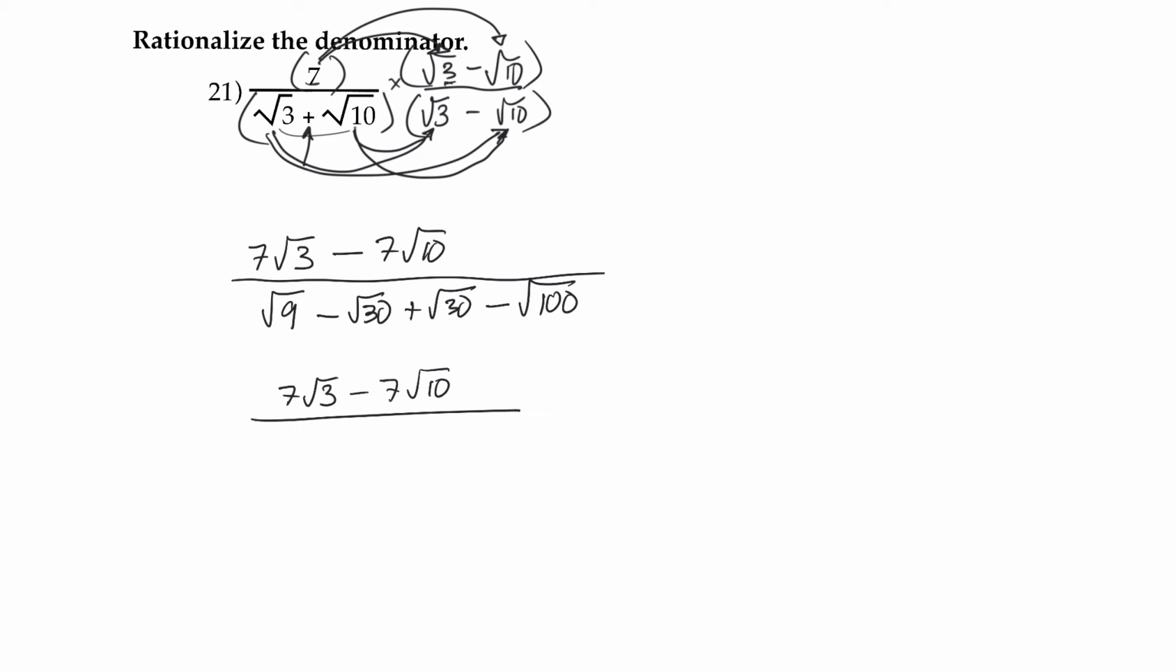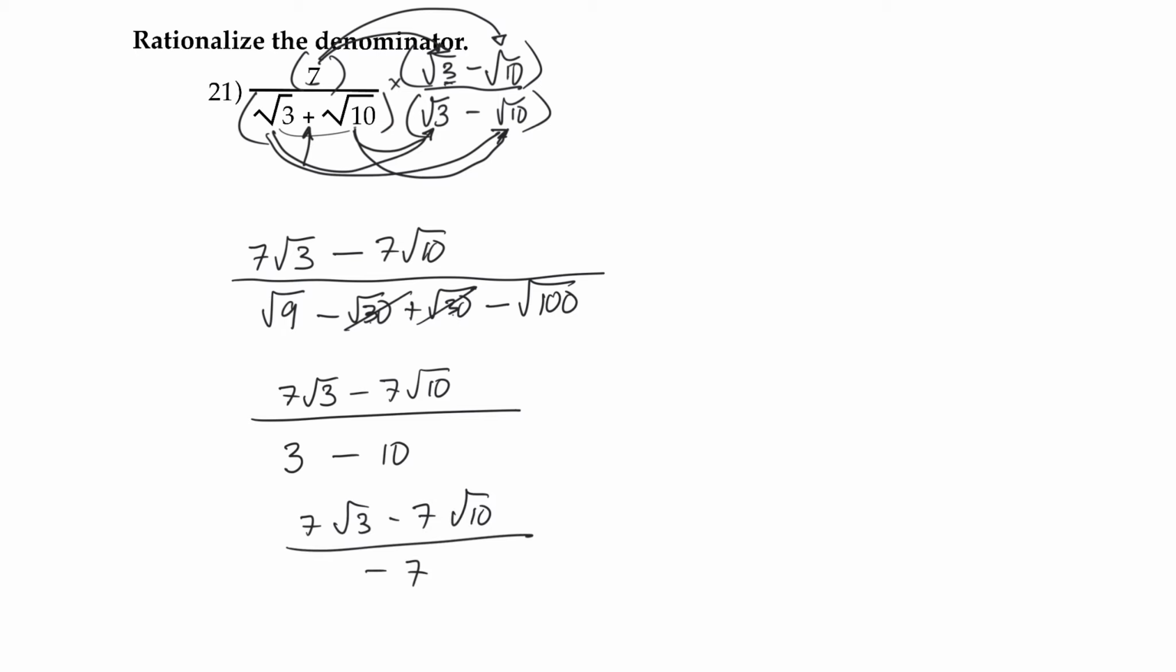And then on the bottom, the square root of 9 is 3. Root 30 plus root 30, those cancel. Minus the square root of 100 is 10. So what I have then is 7 root 3 minus 7 root 10 all over a negative 7.